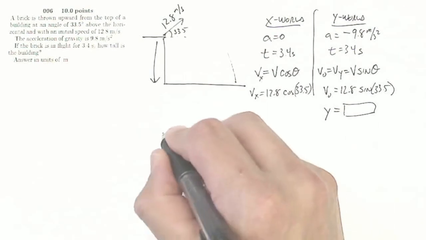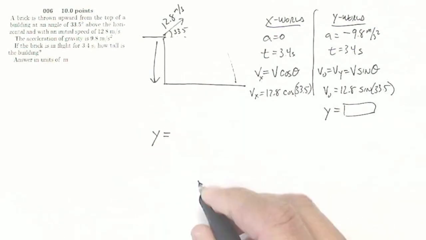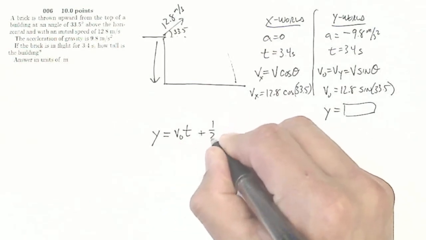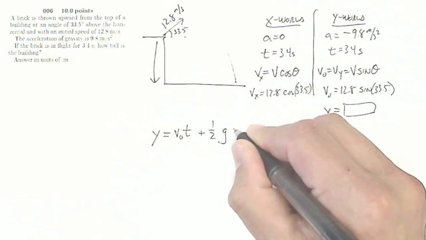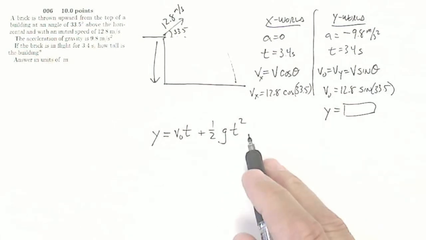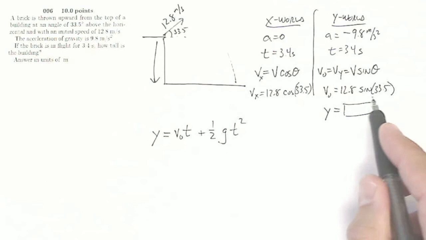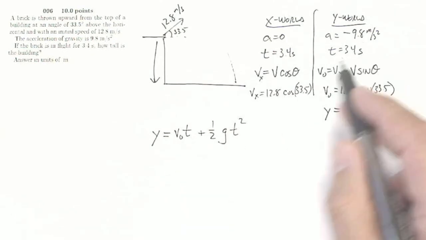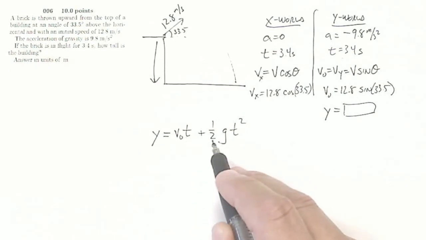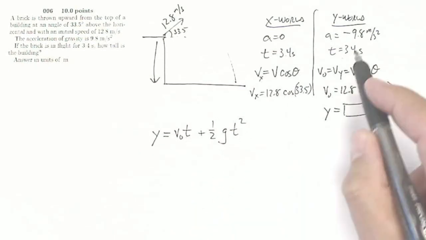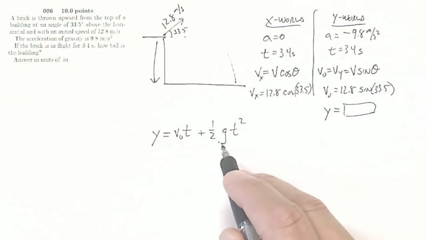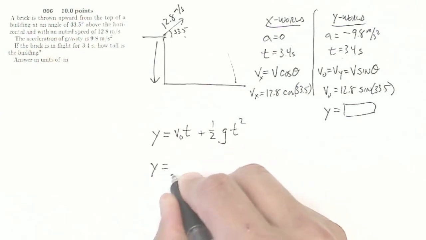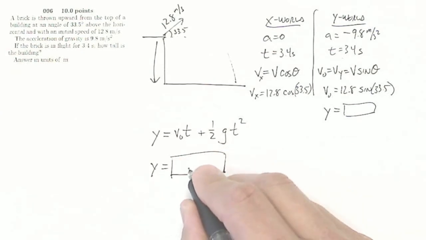I do. It turns out that my height is going to be my initial velocity times time plus 1/2 my acceleration of gravity times time squared. So now if I plug in this 12.8 sine 33.5 as my initial velocity, I plug in 3.4 seconds as my time, 1/2 is obvious to itself, g is going to be negative 9.8, make sure you plug in a negative there, and then time squared, 3.4 squared. That will give me my answer, but that's going to be a negative number.